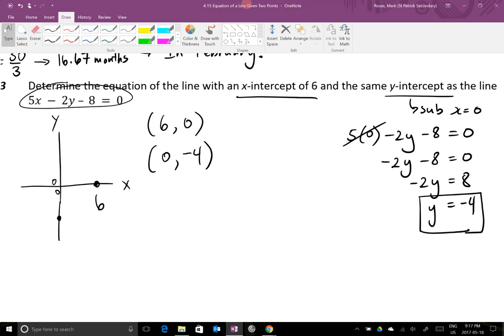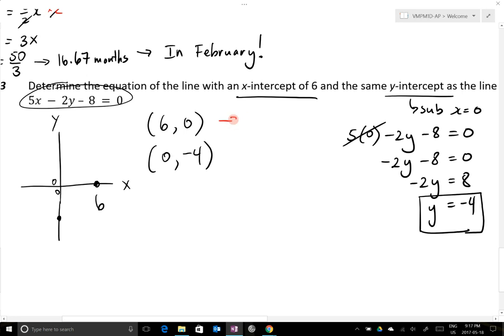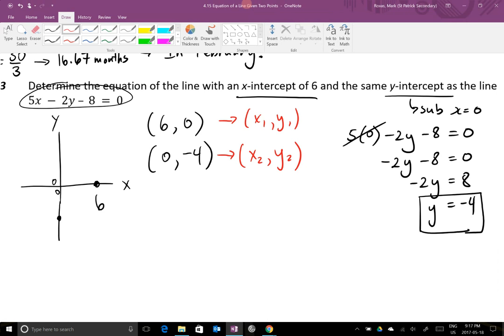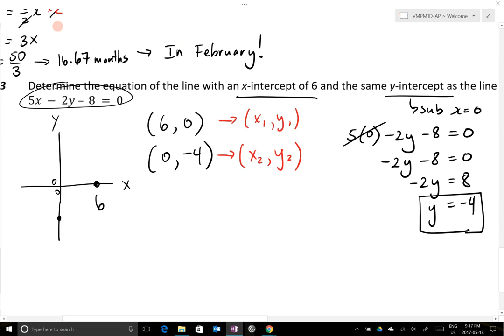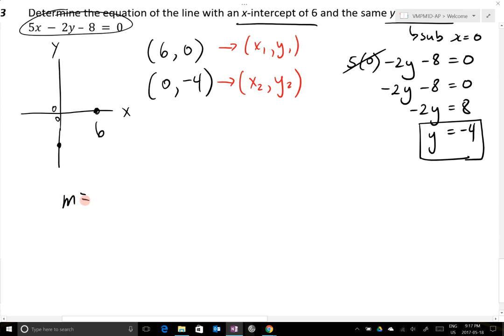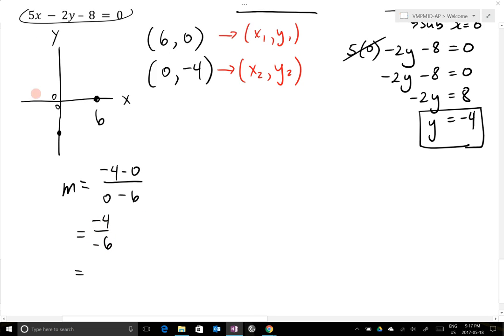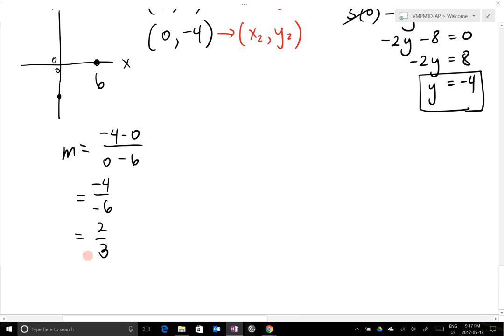So let's make this one x1, y1, and let's make this one x2, y2. And I can now use my slope formula to find the equation of this line. So slope equals negative 4 minus 0, and 0 minus 6 for the x. So 0 minus 6. This is negative 4 over negative 6. And in lowest terms, it's going to be positive 2 over 3 because the double negatives cancel out.